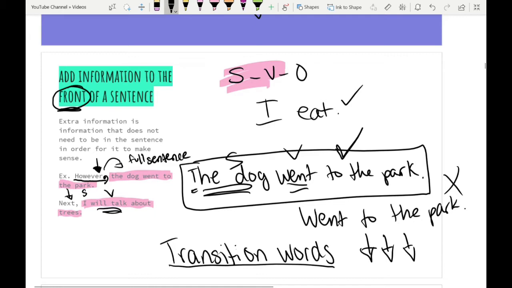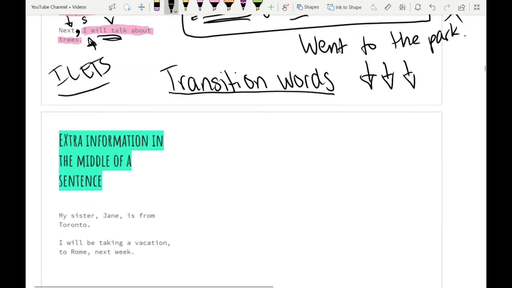But especially if you're looking for your IELTS, I know they focus really heavily on transition words. You have to make sure you have your comma after your transition words, especially when you're putting it at the front of a sentence. And this is a full sentence right here. Okay, so that's one way. So let's take a look at another way.